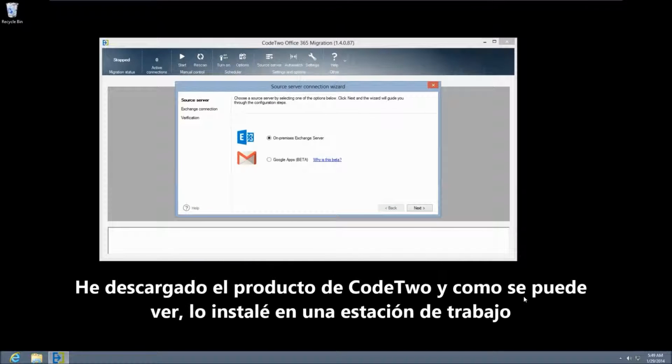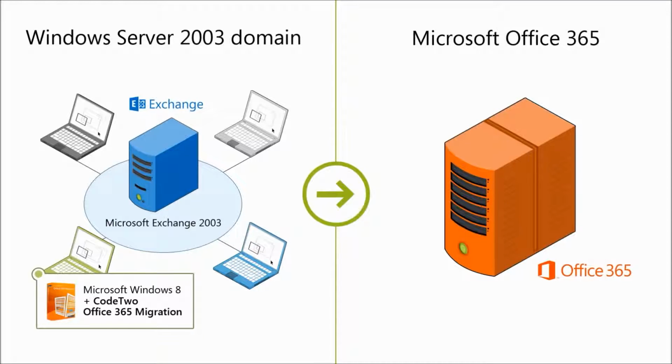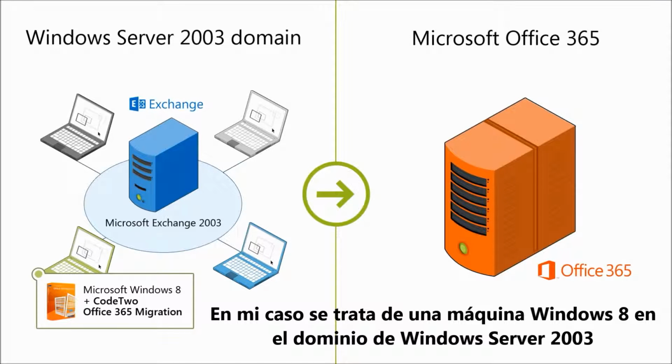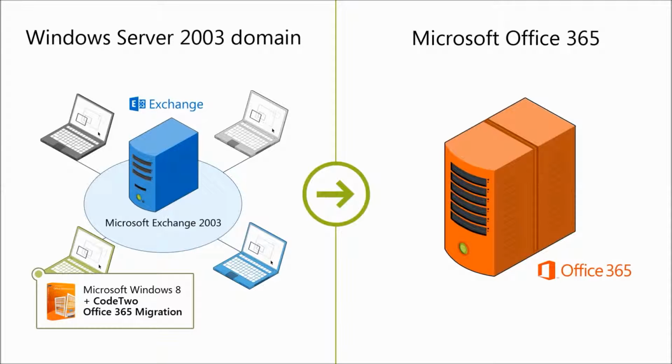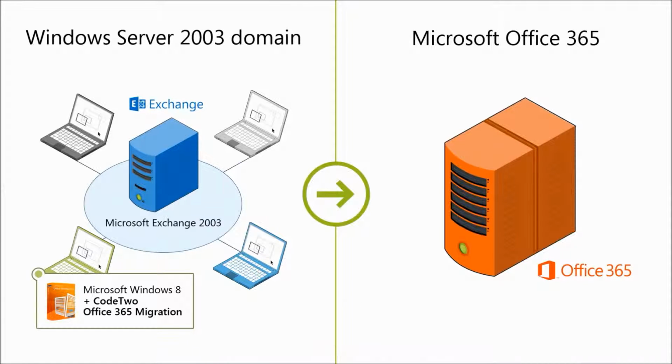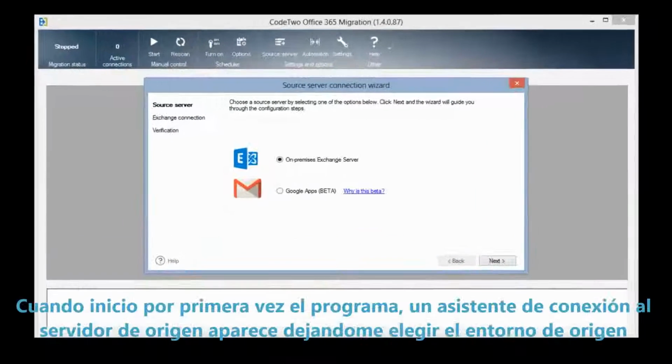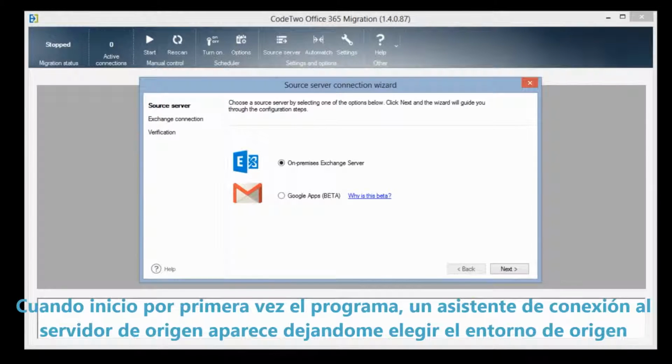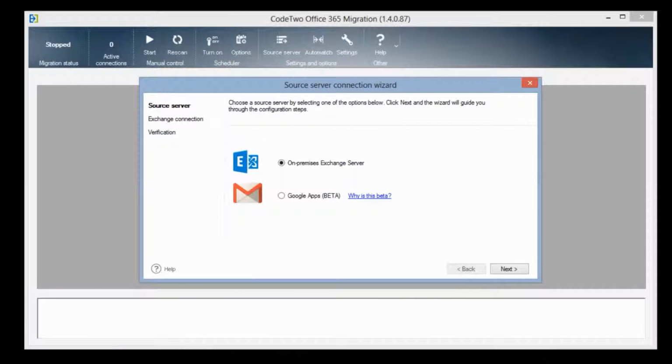I downloaded the product from codetwo.com, and as you can see, I installed it on a workstation. In my case, this is a Windows 8 machine within a Windows Server 2003 domain. I'm logged in as a domain admin, and my account has an active mailbox that is not hidden from the Exchange address list. When I launch the program for the first time, a source server connection wizard pops up, letting me choose the source environment.